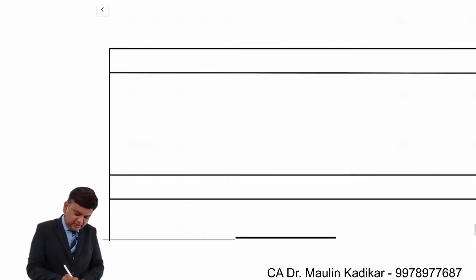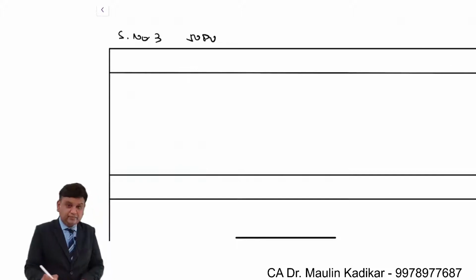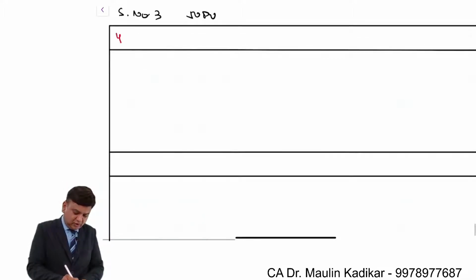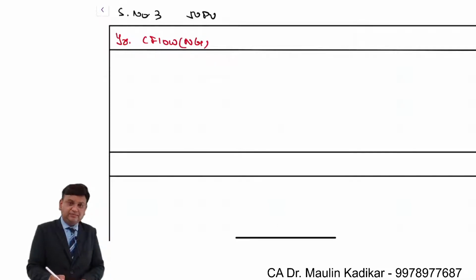Now step number 3, calculation of NPV. In the third step, we will have the working like this. Column number 1 is year. Column number 2 is cash flows in the Netherlands guilder currency term. The third column is exchange rate. It is Netherlands guilder per dollar that is provided to us.